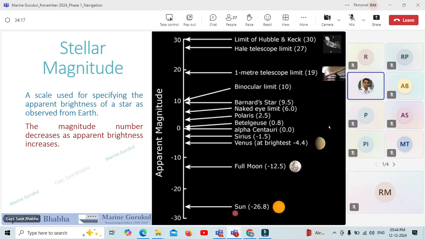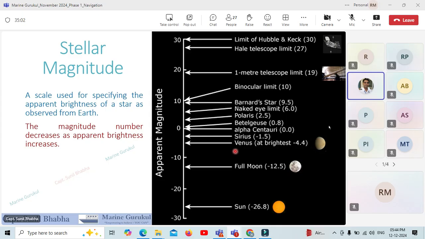You can see the brightest object in the sky which we have is the Sun, and it has a stellar magnitude of minus 26.8. Now, as I told you earlier, the magnitude number decreases as the apparent brightness increases. So the celestial body having maximum brightness is the Sun, and it has the minimum magnitude number. The magnitude number of the Sun is minus 26.8. Now, after the Sun, we have the Moon, the second brightest body in the sky, and the stellar magnitude of the Moon is minus 12.5.